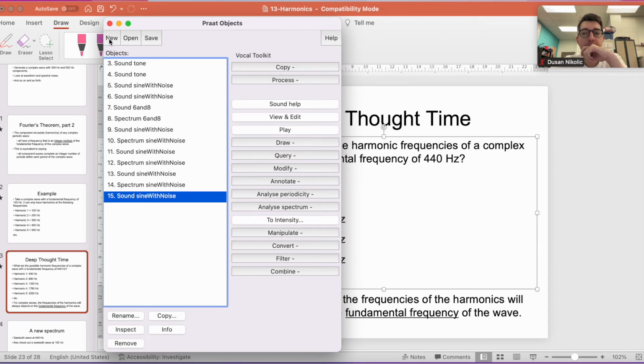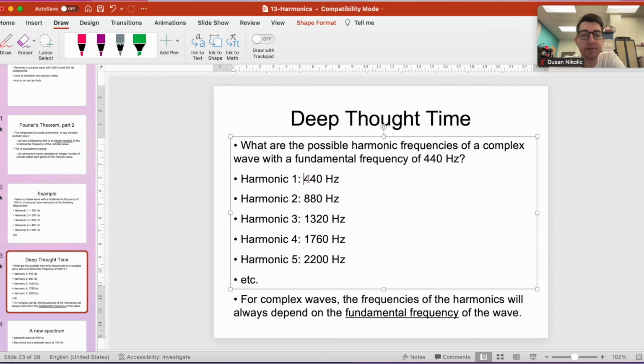I'll try to show you next time how to do this, but essentially this fundamental frequency will be 440 hertz. The second harmonic will be 880, and so on and so forth. So it's increasing by 440, right?